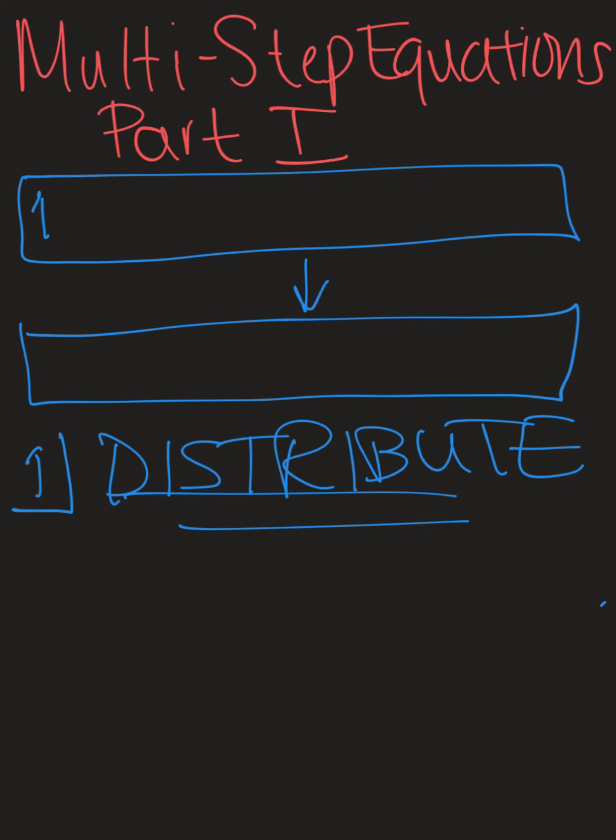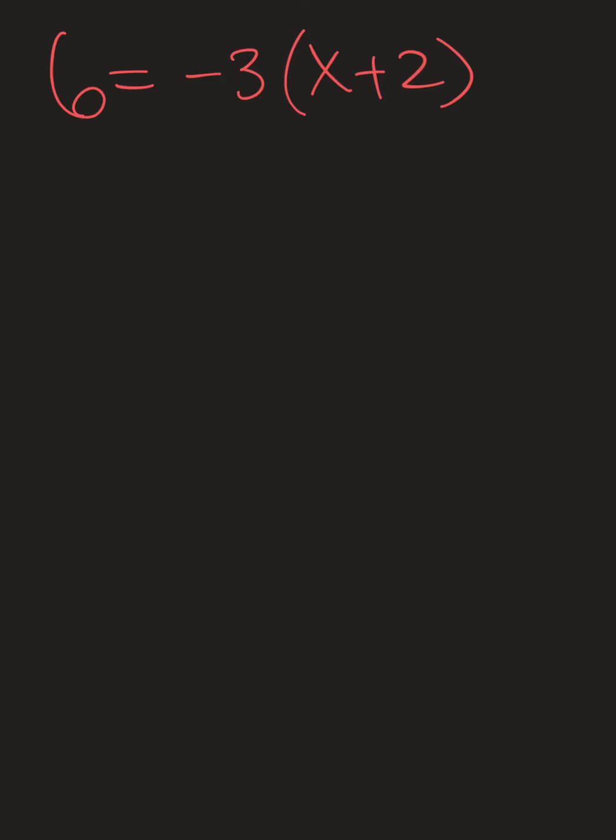Now, if there is no distribution in that equation, then you will skip that step. But we are always going to look for distribution, and we are going to do that multiplication before we do anything else to solve our equation. For example, in this equation, I have 6 is equal to negative 3 times the quantity x plus 2. So the first thing I'm going to do is I'm going to draw my wall, okay? That is always my first step, but the first mathematical step is to distribute. So my organizational step is to draw my line through my equal sign to make sure I can clearly see the two different sides of the equation.